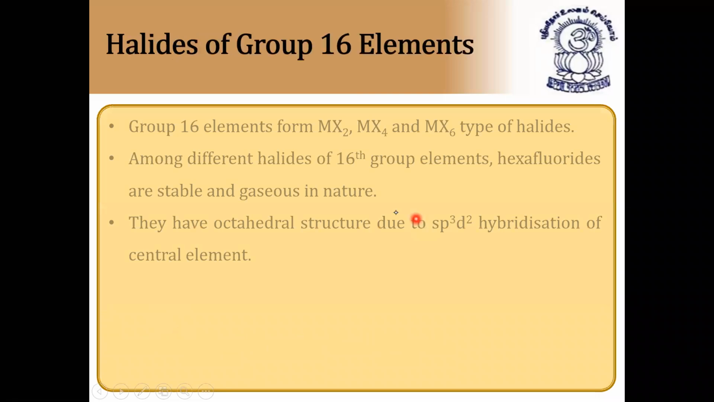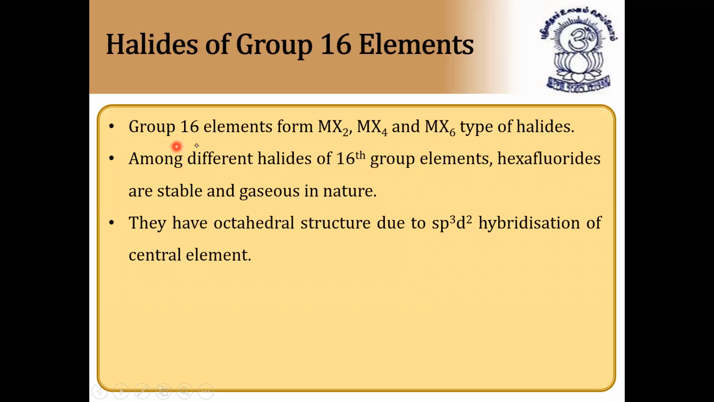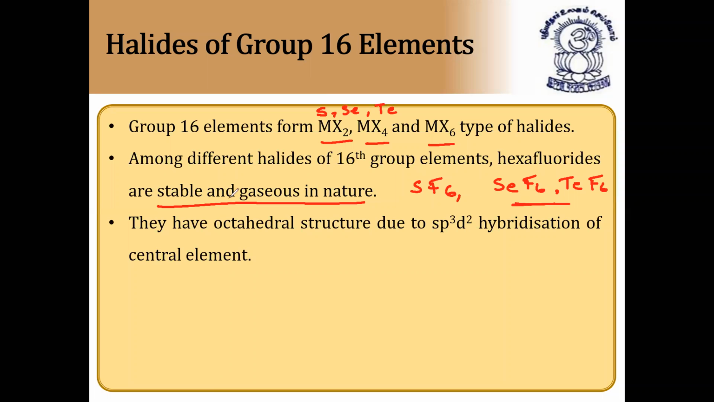Next, halides of group 16 elements. Very, very important. Group 16 elements form halides of type MX2, MX4, and MX6. Only sulfur, selenium, and tellurium will form these halides, and oxygen will form only a few among the halides of group 16 elements. Hexafluorides are stable and gaseous in nature. Hexafluorides, that is MX6, for example SF6, SeF6, and TeF6. These are stable and are gases at room temperature.